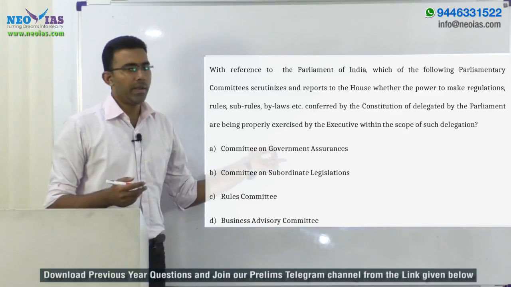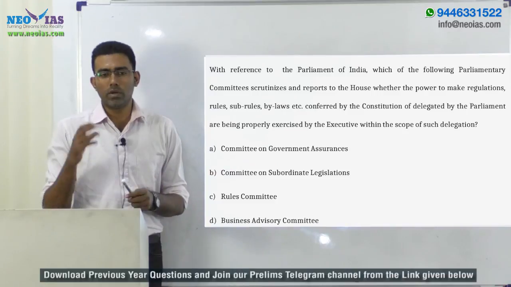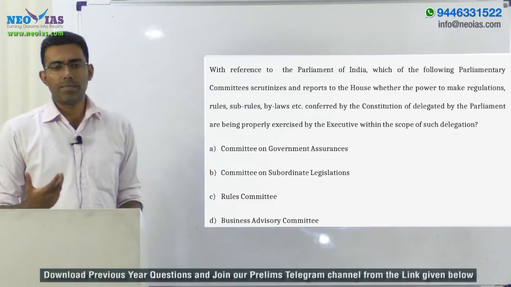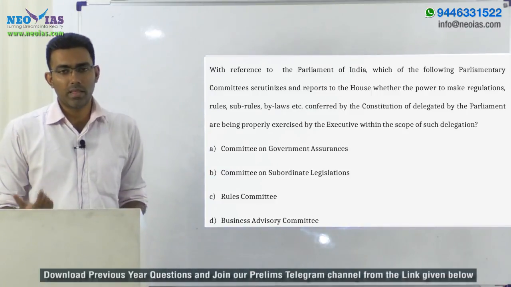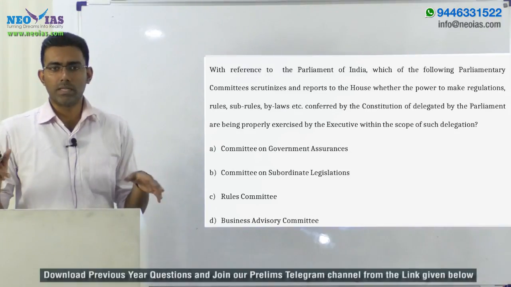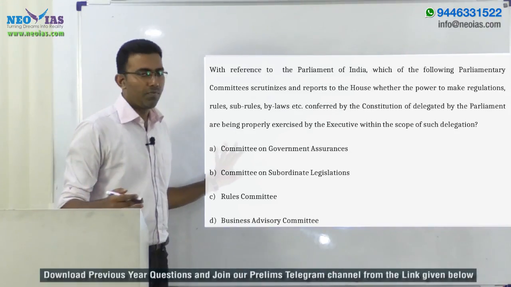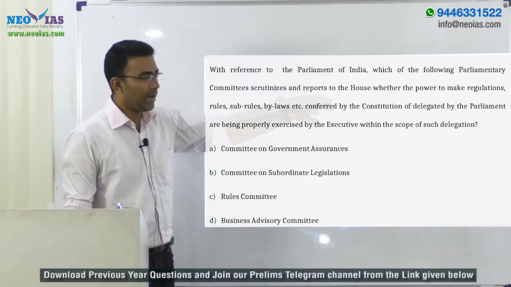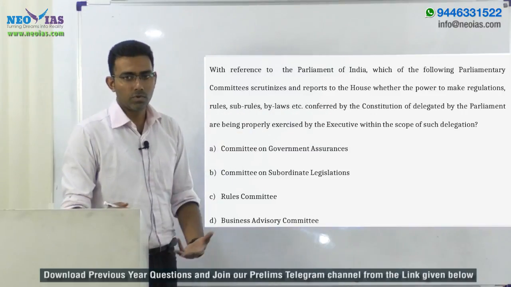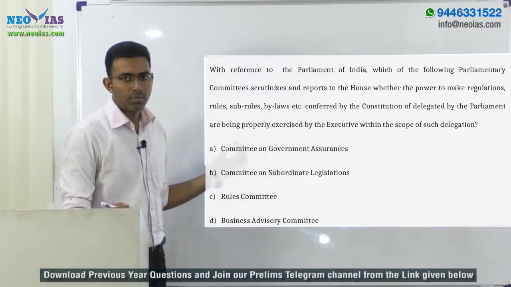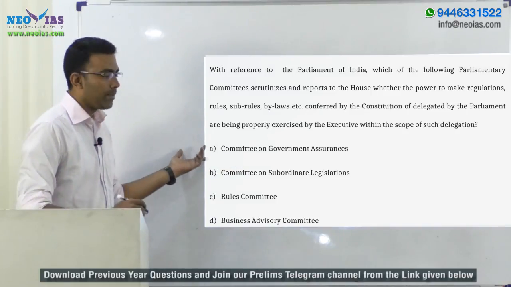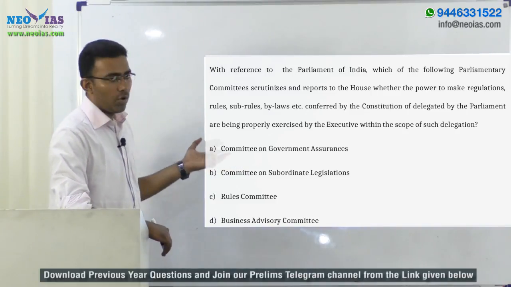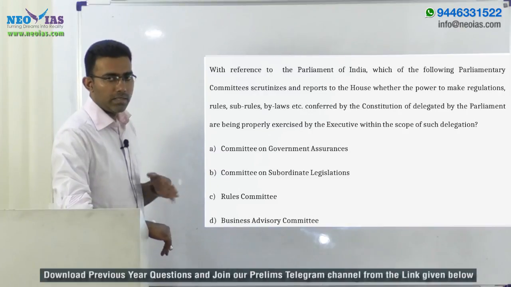There is the Committee on Government Assurances. You all know that it is something like the government assuring something, and based on this the committee examines whether the government is fulfilling it. Using your common sense, the first statement is of course not examining the delegated legislative power which the executive is using. So the first option can be eliminated.